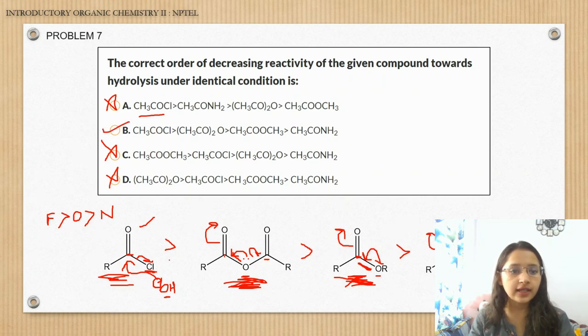The acid chloride has the highest ease of hydrolysis, then acid anhydride, which in turn has higher electrophilic character than ester, which in turn has higher electrophilic character than amide.